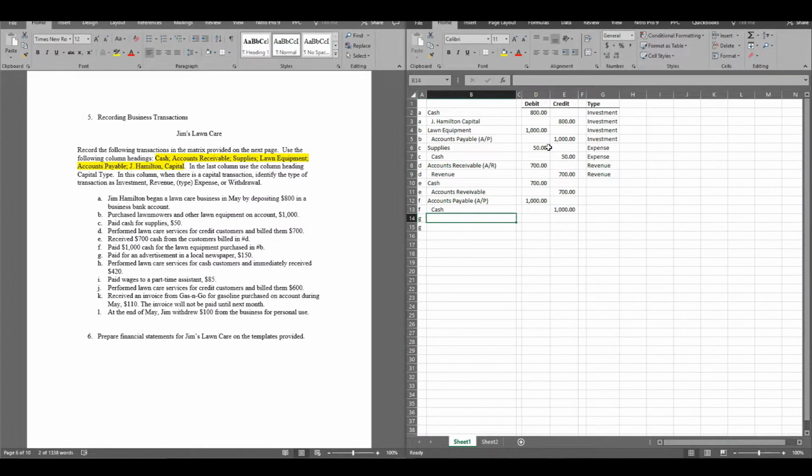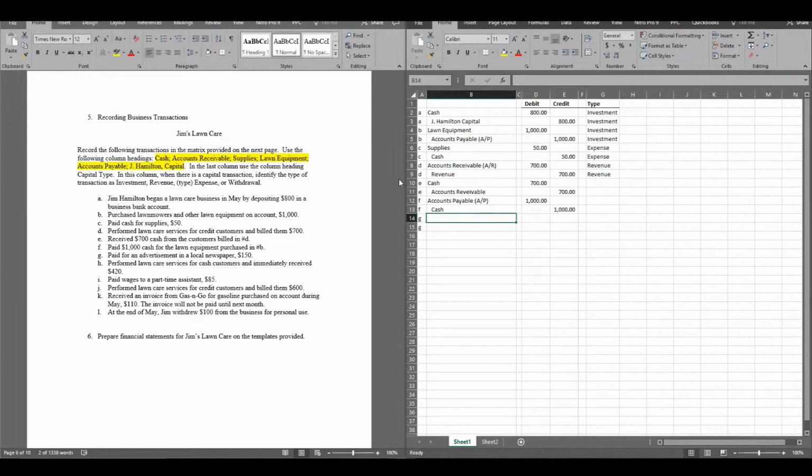So now G says we paid for an advertisement in a local newspaper, $150. So we have an expense account, okay? This doesn't really give us an expense option because it probably wants us to book it to J Hamilton Capital, just exactly what it wants us to do with revenue. But I'm gonna book it to the correct account, and then we'll talk about how that affects capital after we're done.